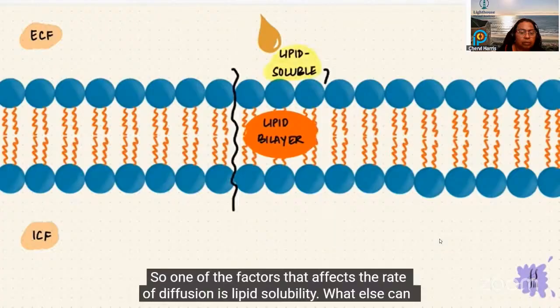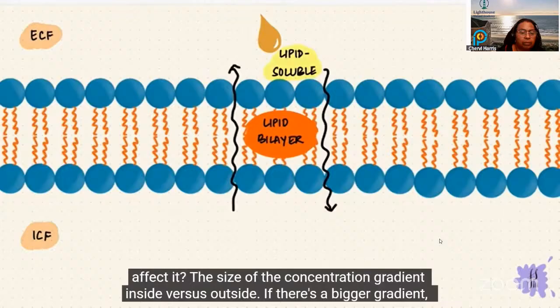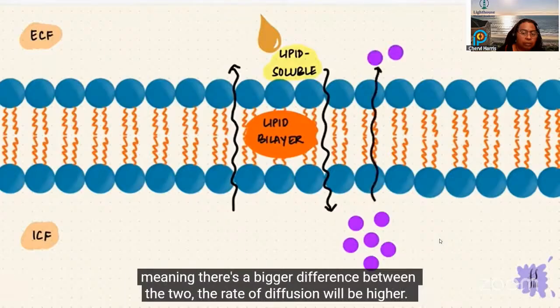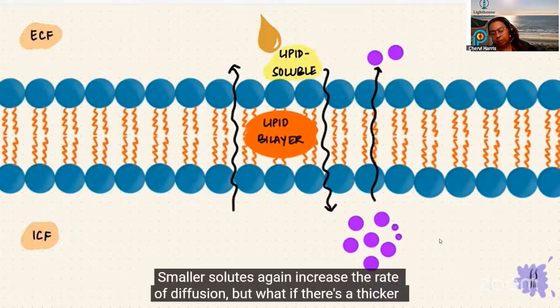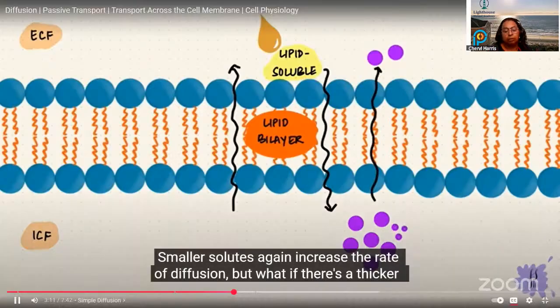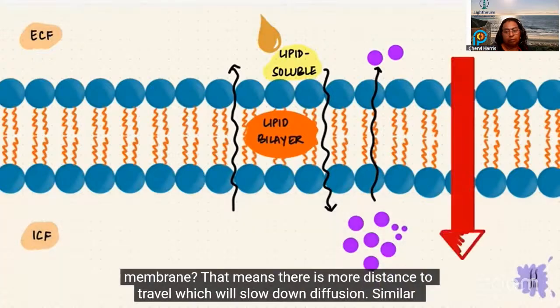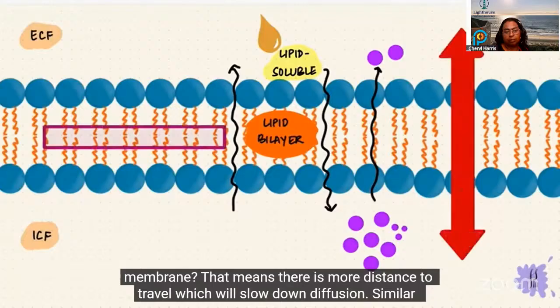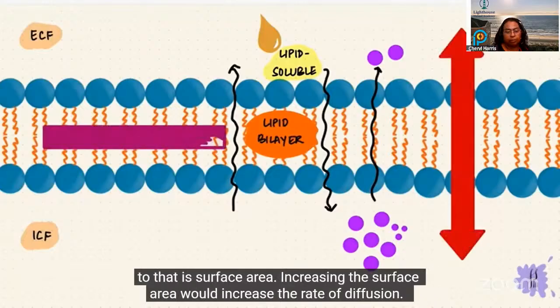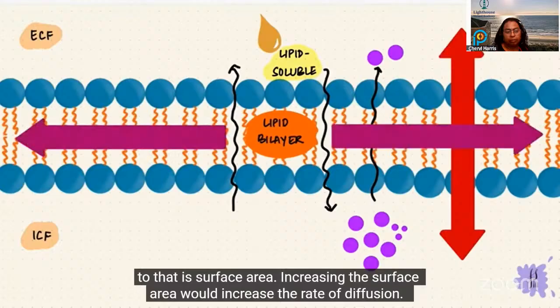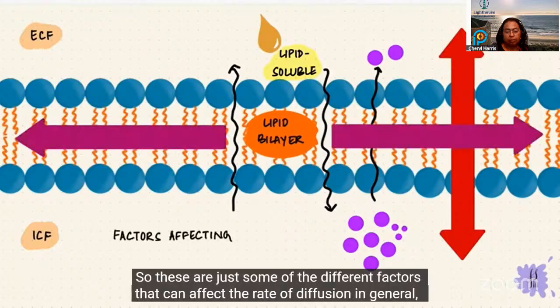What else can affect it? The size of the concentration gradient, inside versus outside. If there's a bigger gradient, meaning there's a bigger difference between the two, the rate of diffusion will be higher. Smaller solutes again increase the rate of diffusion. But what if there's a thicker membrane? That means there is more distance to travel, which will slow down diffusion. Similar to that is surface area. Increasing the surface area would increase the rate of diffusion. So these are just some of the different factors that can affect the rate of diffusion in general.